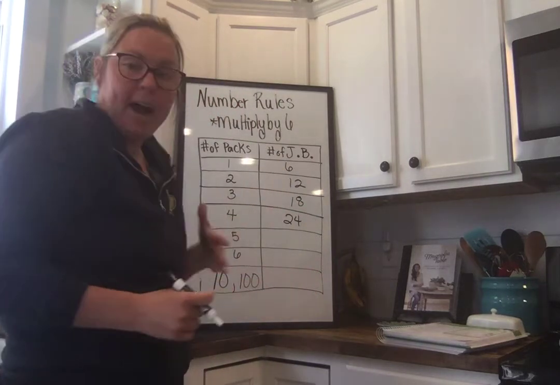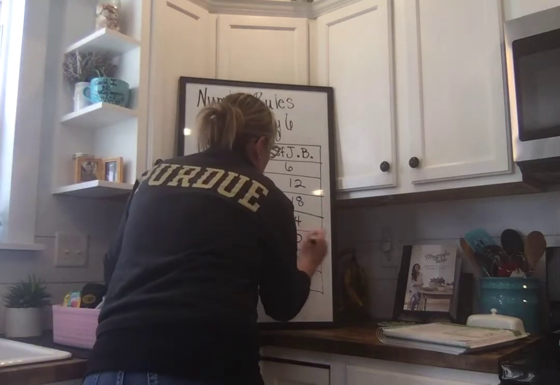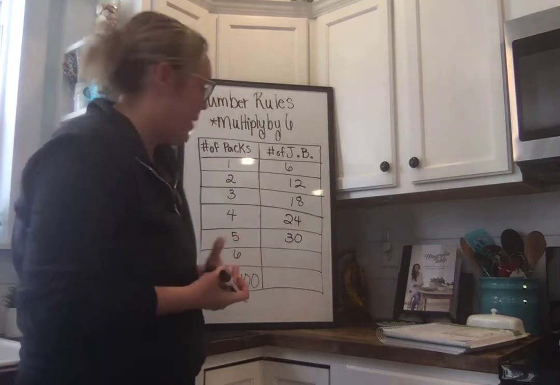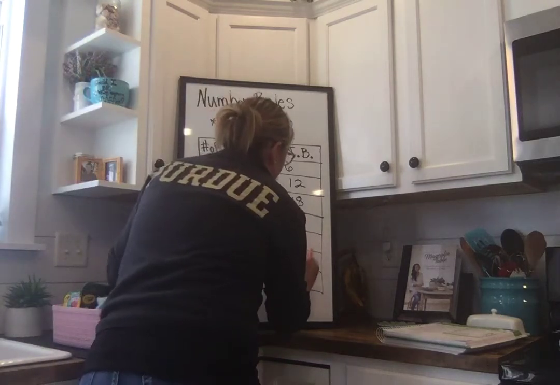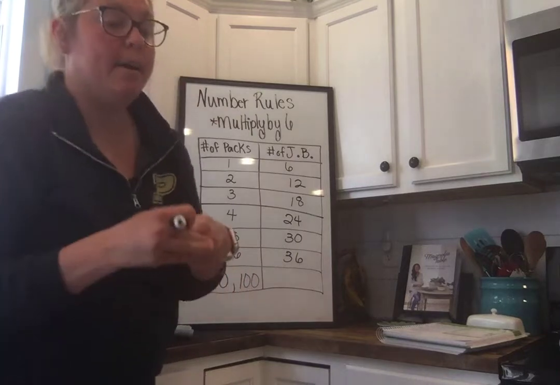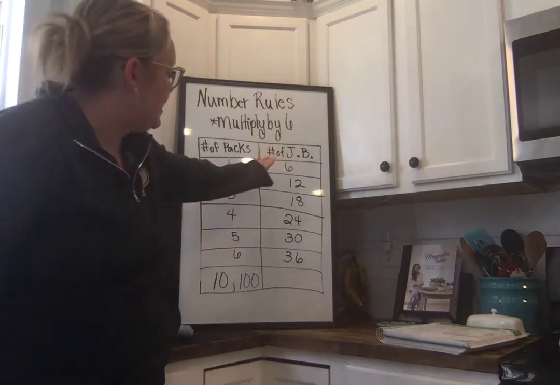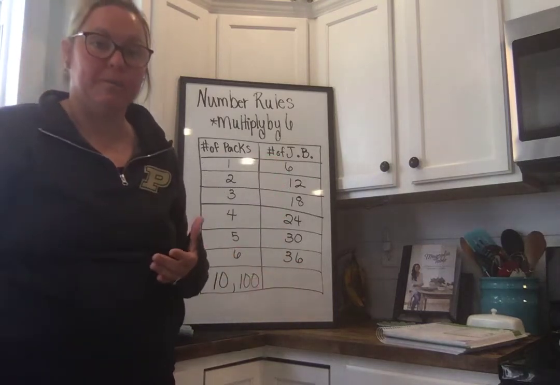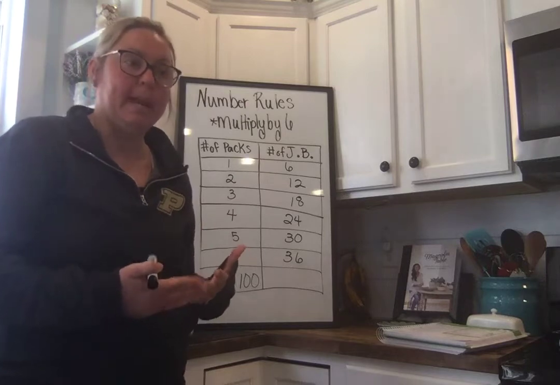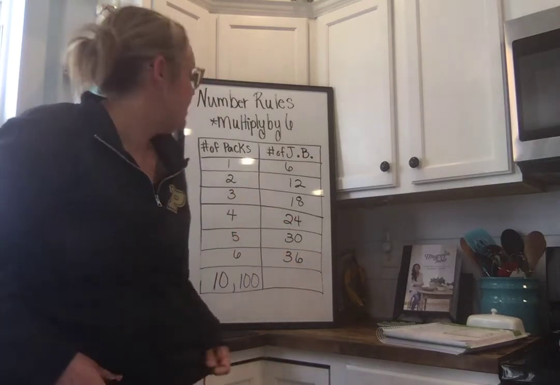Then if we had 5 packs, 5 times 6 is 30. So that's 30 juice boxes. And 6 times 6 is 36, right? Okay, so now as you're looking at the chart, right, as you're looking at the table, you can see that each time we're simply adding 6, which is the same as adding another group of 6, which is how we get multiplication, right? We're multiplying the number of groups we have by the size of the groups, okay?